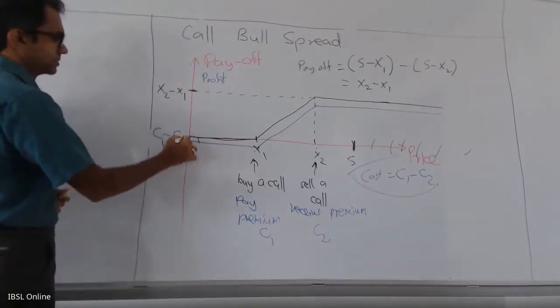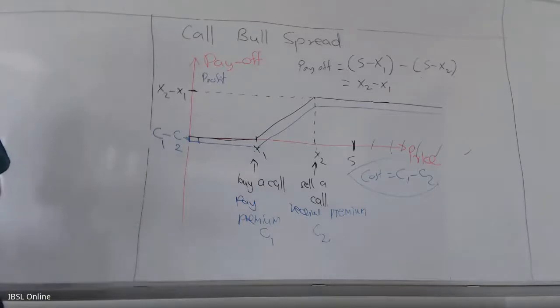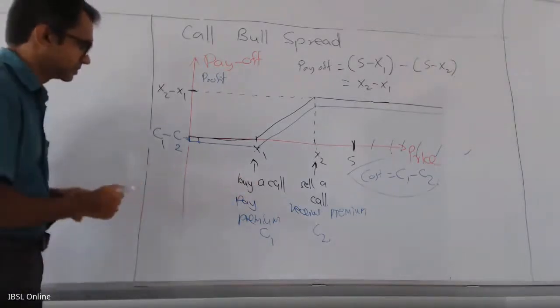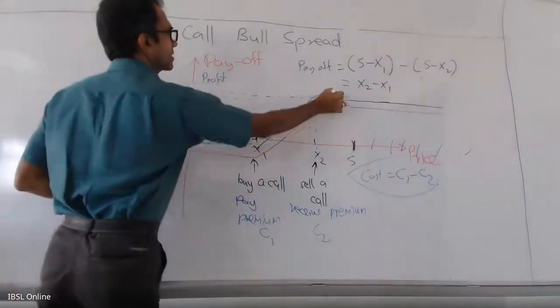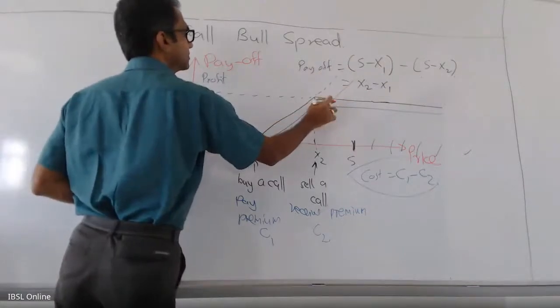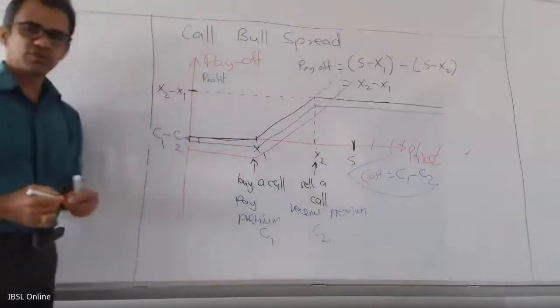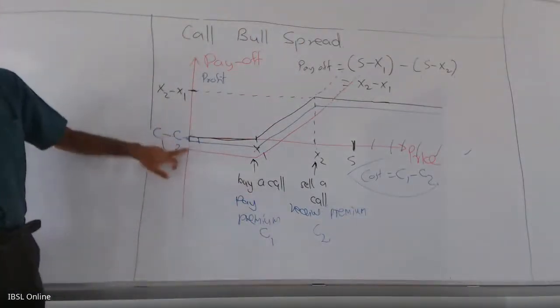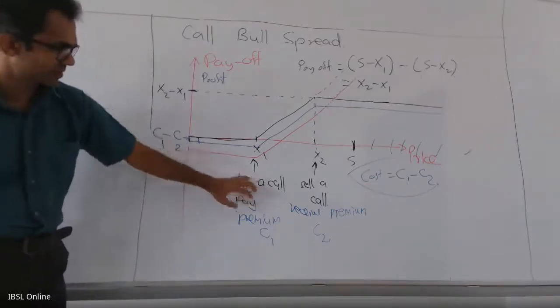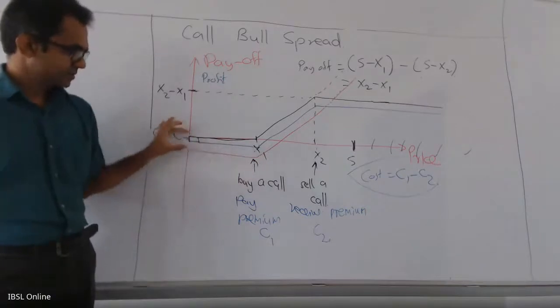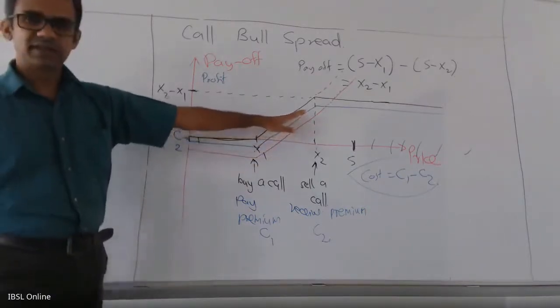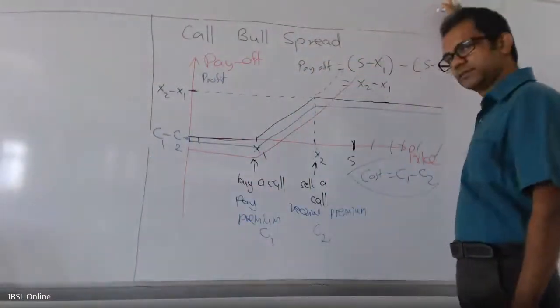Clear. So if you just bought this call option, it would be somewhere here, but it will go up like this. If you just bought only this call option, your cost would be high. You pay a higher premium just to buy this call option. Whenever the price remains below X1, you make a loss. Then you incur a profit, but there's no limit. You will incur whatever the profit.